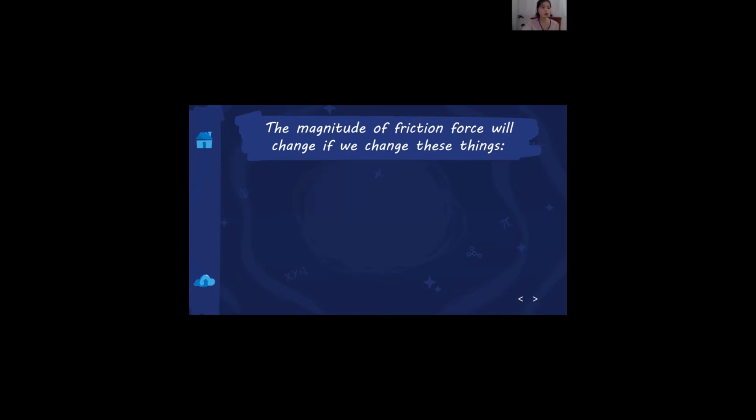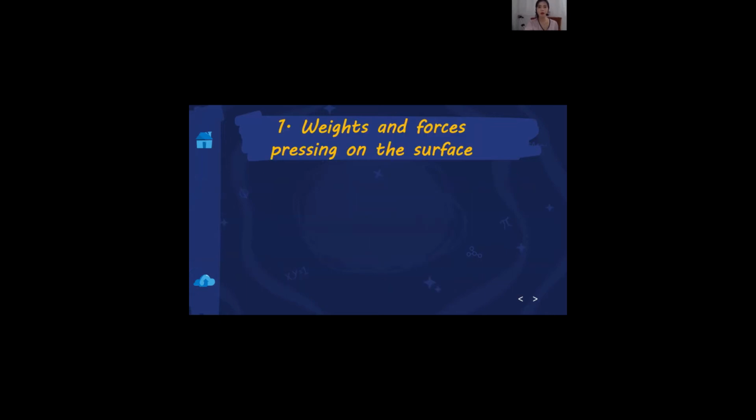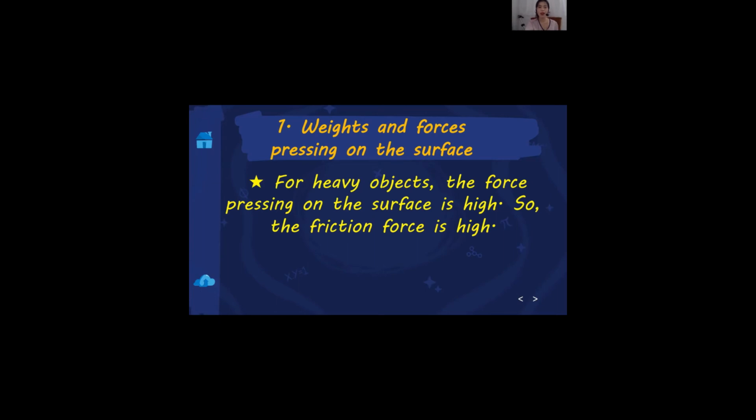Okay, class, the magnitude of friction force will change if we change these things. These are the factors on which the force of friction depends. Number one, weights and forces pressing on the surface. Number two, we have the types of contact surfaces. Okay, I will explain it one by one. So number one, weights and forces pressing on the surface. For heavy objects, the force pressing on the surface is high. So the friction force is high.